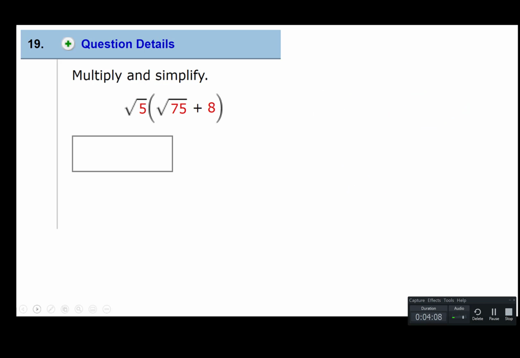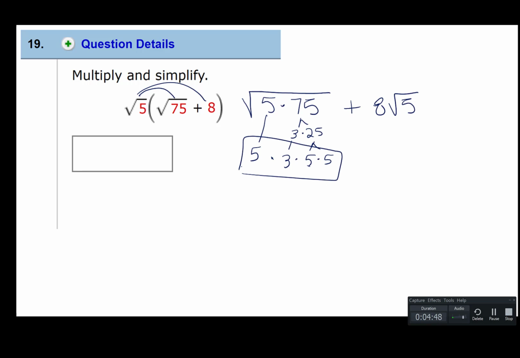All right, let's try that again. Distributive property, we're going to multiply. This first one, make one large radical, put 5 times 75 underneath it, plus 8 times the square root of 5. Again, do not multiply 75 times 5 because you're going to turn right back around and make another factor tree. This is your factor tree.